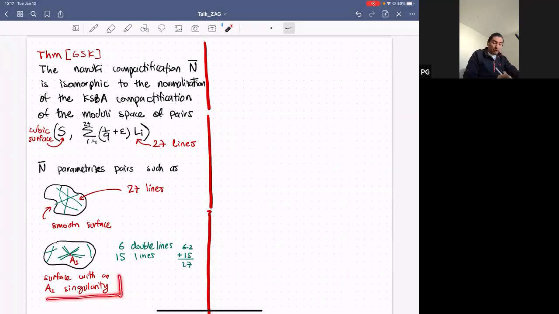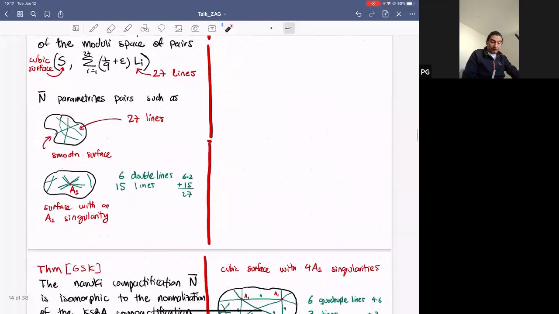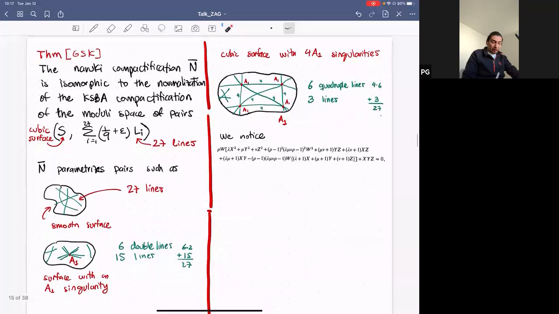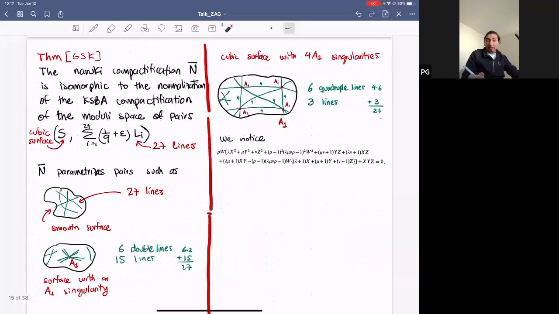Now you wonder, what happens when you get 2 A1 singularities, 3 A1 singularities, 4 A1 singularities? We do have answers for all those questions, but let me say something about the 4 A1 singularities. The 27 lines collide with each other even further, and now you have 6 quadruple lines and 3 away from them, and again, if you add them up, you have 27. So you know where the 27 lines go.